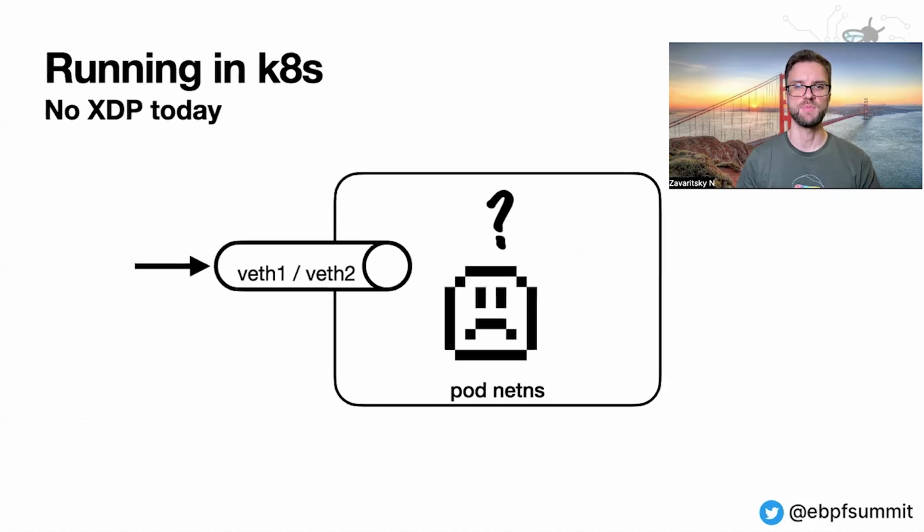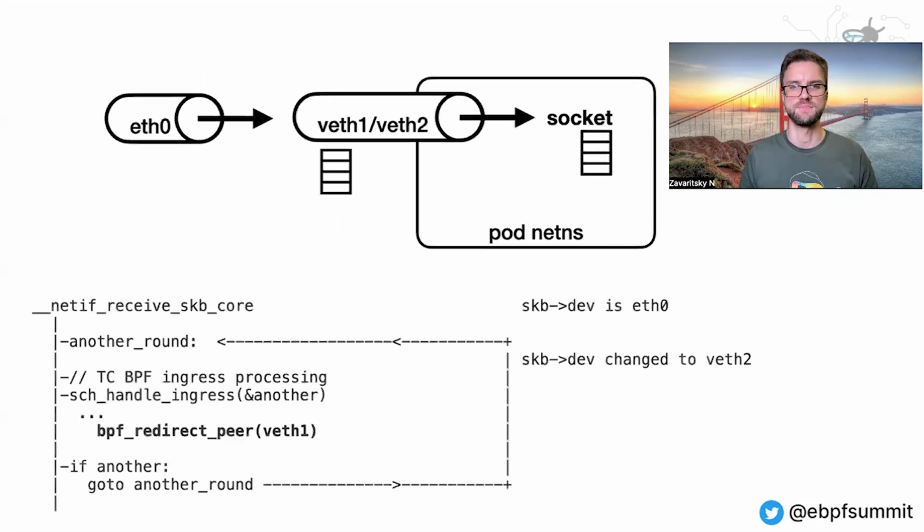Finally, let's talk about running in Kubernetes. An application relying on XDP works just fine in Kubernetes, except it doesn't. An XDP program won't see any packets coming in. It doesn't work with virtual Ethernet pairs. It probably doesn't work with Netkit either.